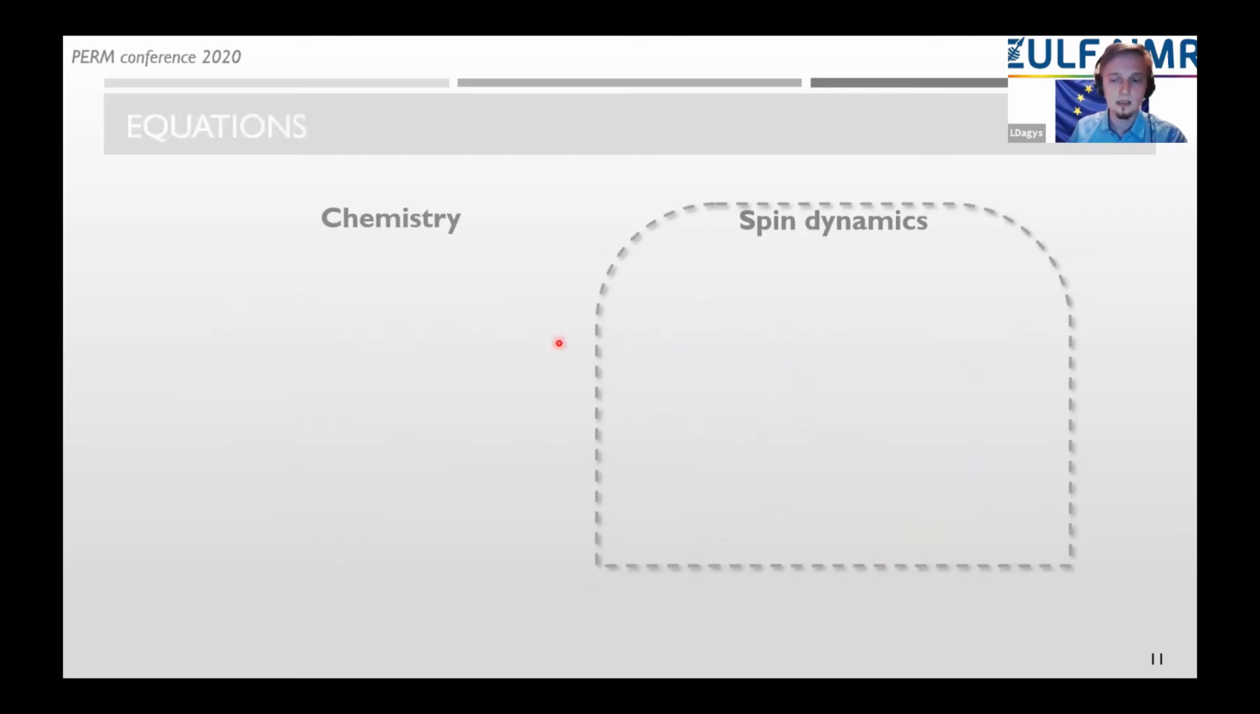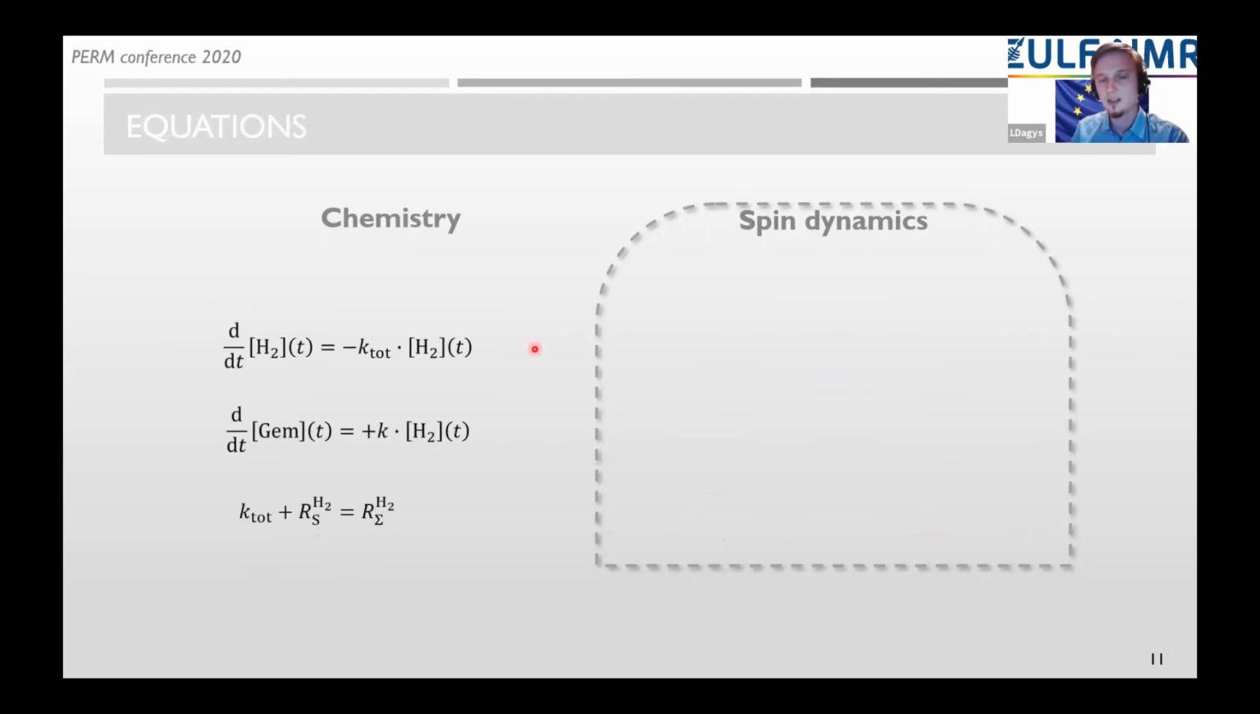So I'll just show the equations that we used. On the chemistry side, it's quite simplified, but because we had an excess amount of all the catalysts and precursors, we can approximate it to something like that, which is simply hydrogen being consumed by this K total. But the useful amount of product is actually forming with this K instead. So the singlet order of the parahydrogen will be consumed by the chemical reaction and by relaxation processes. And this is important because this is what relates to the spin dynamics bit.